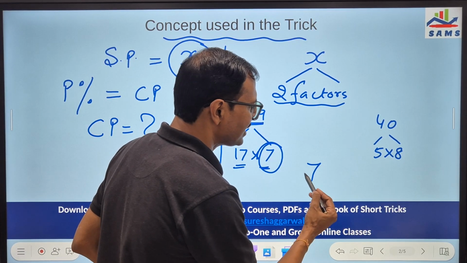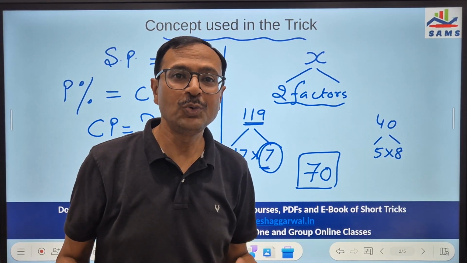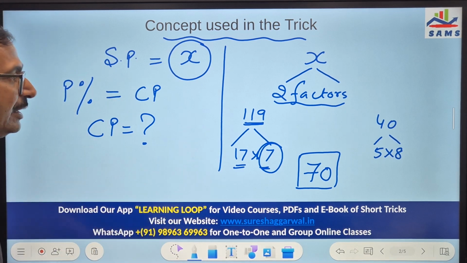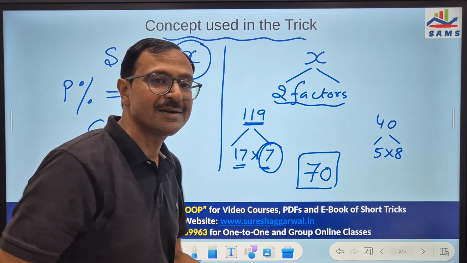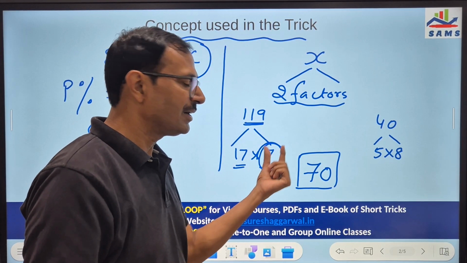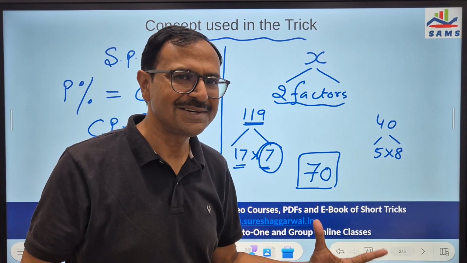If you suffix a 0 with that, or multiply that by 10, you are going to get the final answer for the question. The cost price will be the smaller factor suffixed by a 0. That means whatever number you obtain here, just put a 0, you will get the cost price of the item. Surprised? Let's apply it to solve some questions.